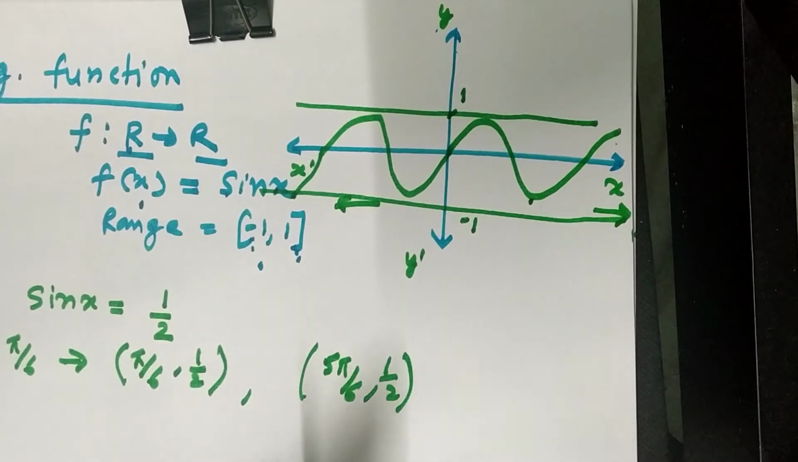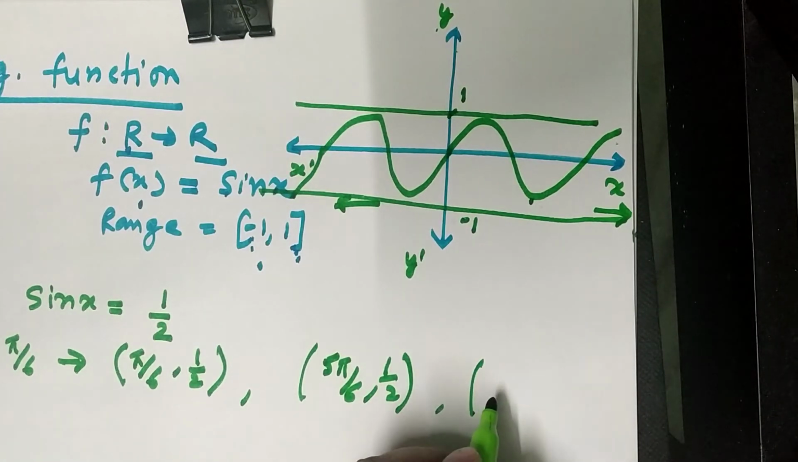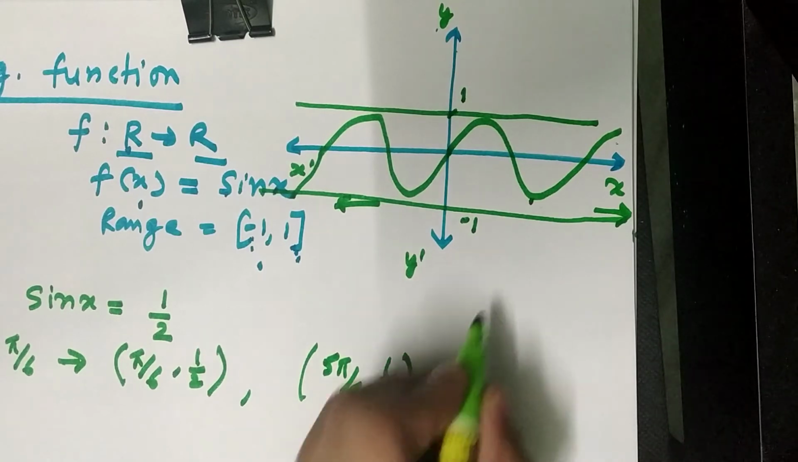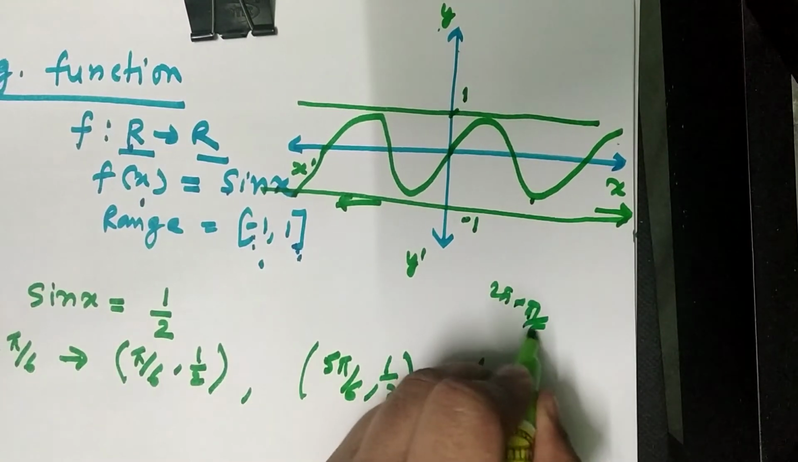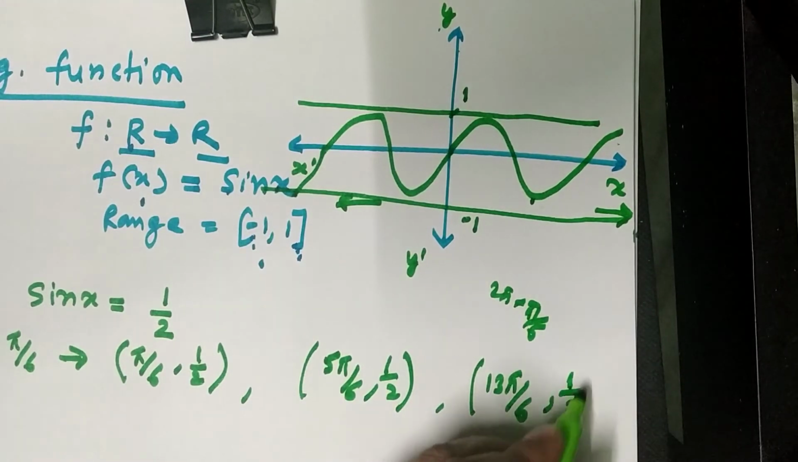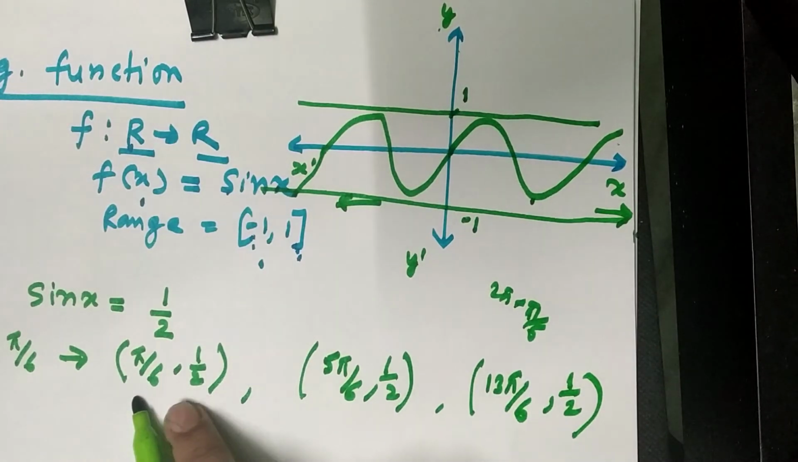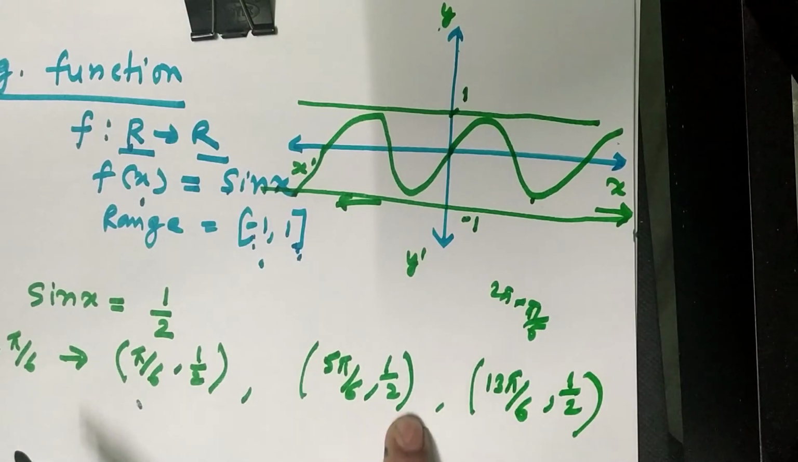If you take 360 plus 30, that is 390, that is 2 pi plus pi by 6, that is 13 pi by 6, will also give you the output as half. Right? Now, you can see pi by 6 is going to half, 5 pi by 6 is going to half, 13 pi by 6 is going to half. The function is clearly not 1, 1.